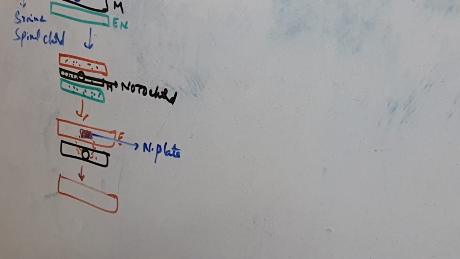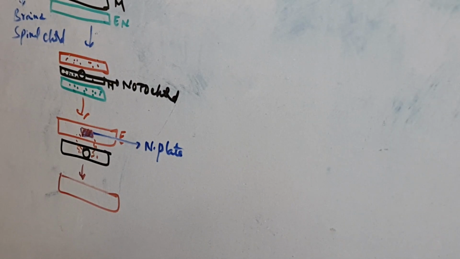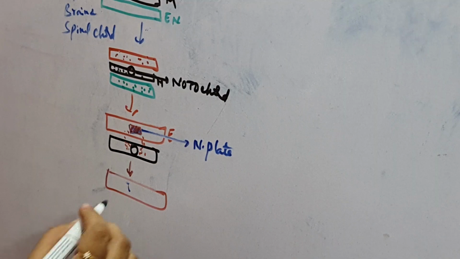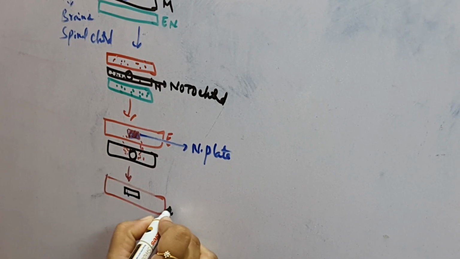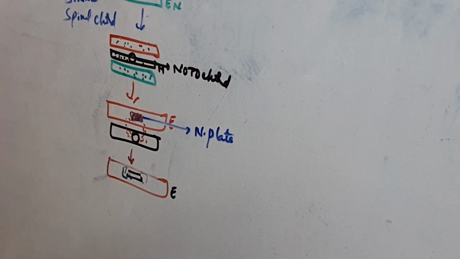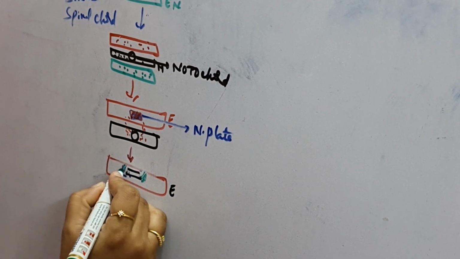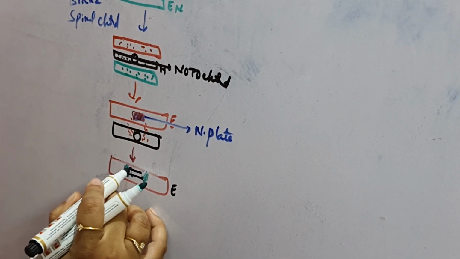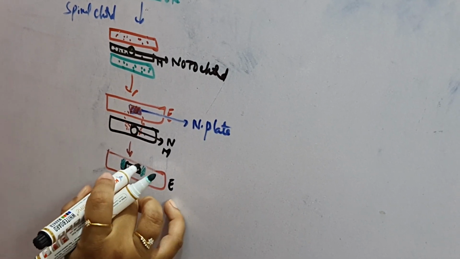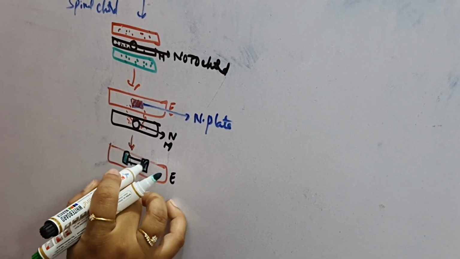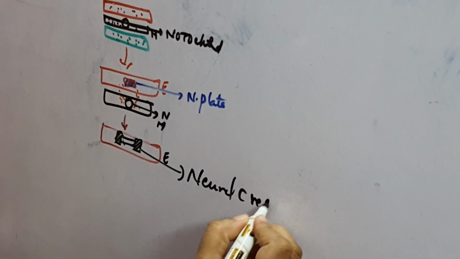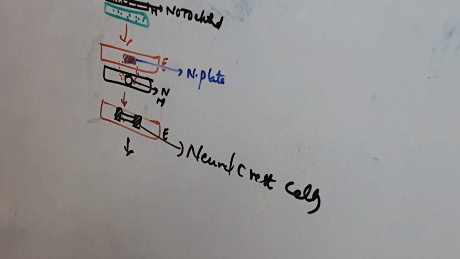Initially, the neural plate is flat in structure. Here you will have the neural plate in the ectoderm. Now, the dorsolateral ends of the neural plate will have specialized cells. These cells are called neural crest cells. I will explain once again. The neural plate is formed in the ectoderm under the influence of the notochord present in the mesoderm, and the dorsolateral ends of the neural plate will have some specialized cells. These cells are called neural crest cells.